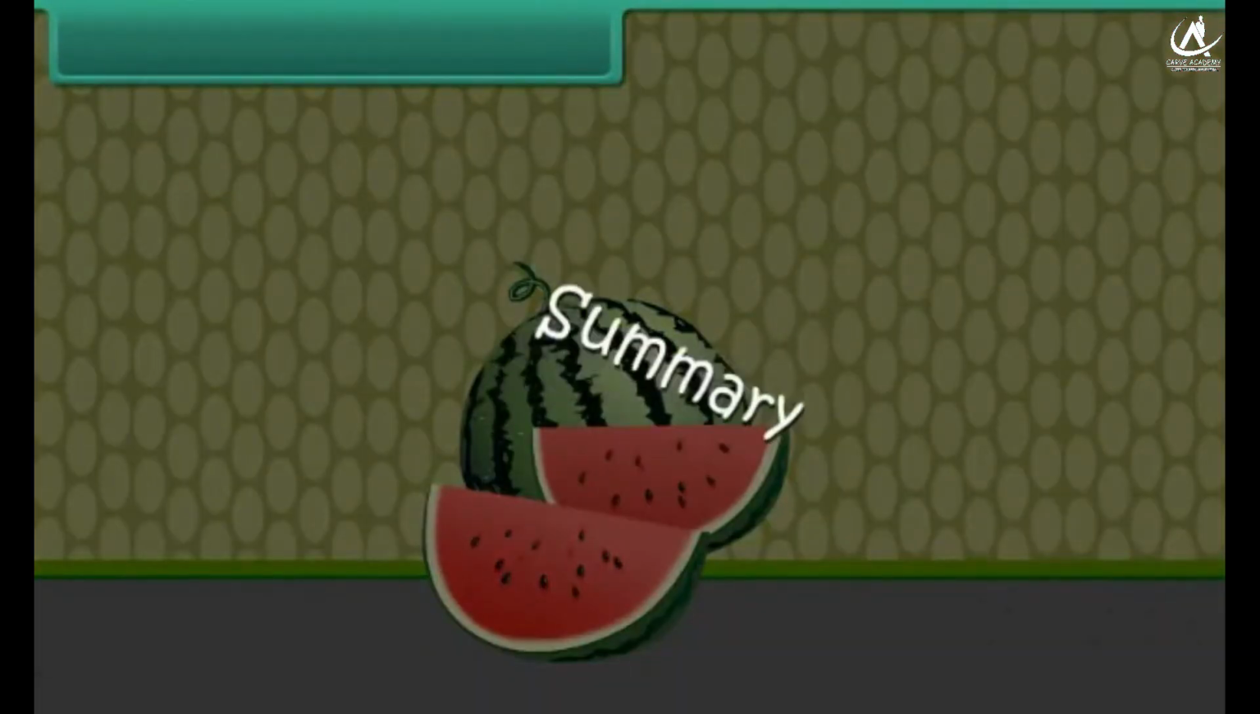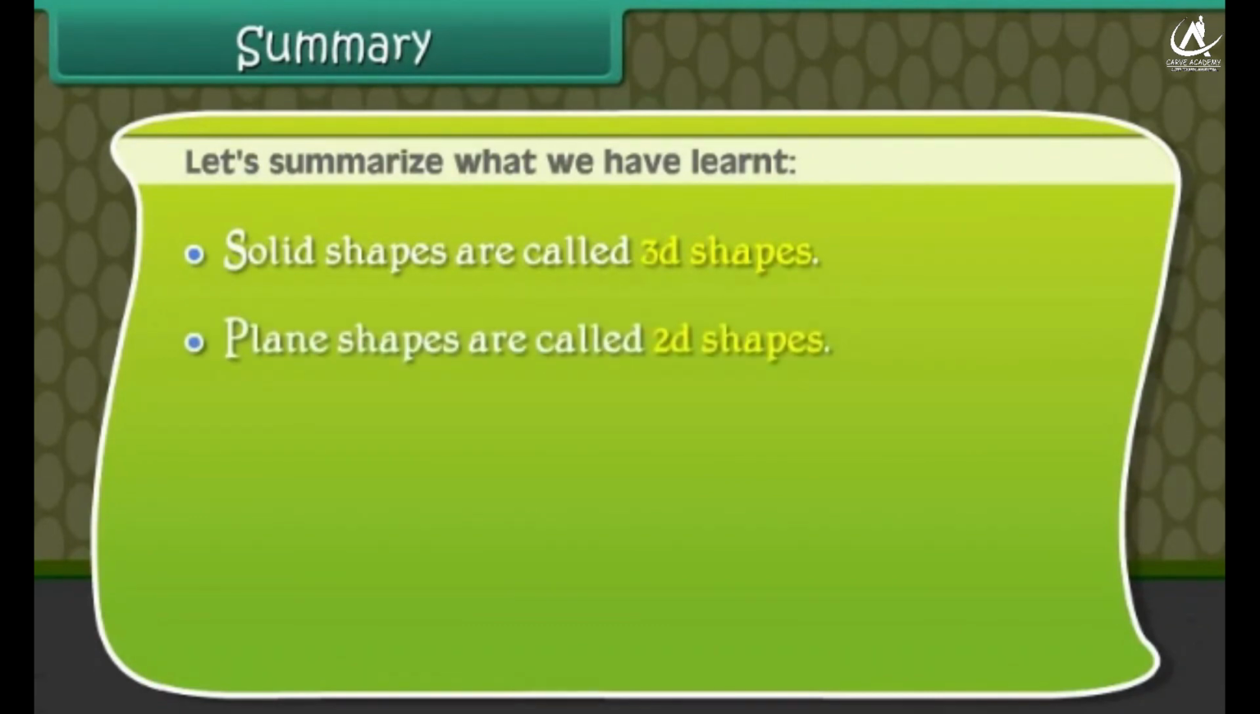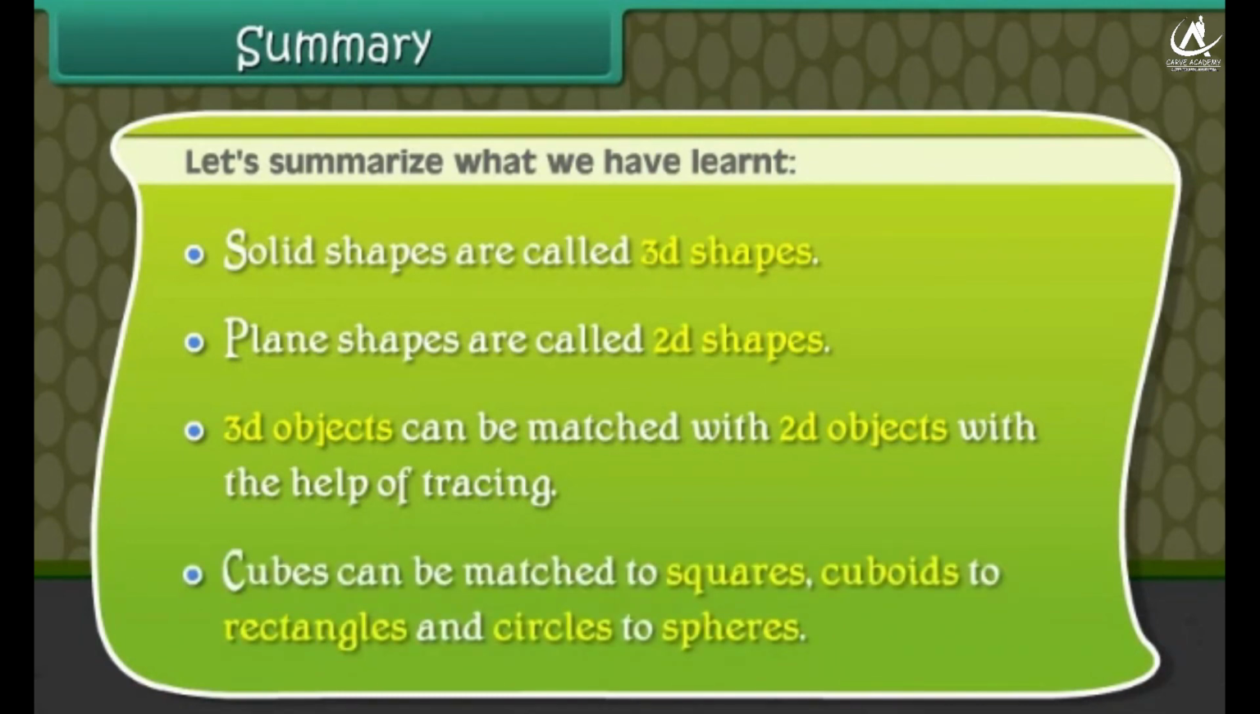Summary. Let us summarize what we have learnt. Solid shapes are called 3D shapes. Plane shapes are called 2D shapes. 3D objects can be matched with 2D objects with the help of tracing. Cubes can be matched to squares, cuboids to rectangles, and spheres to circles.